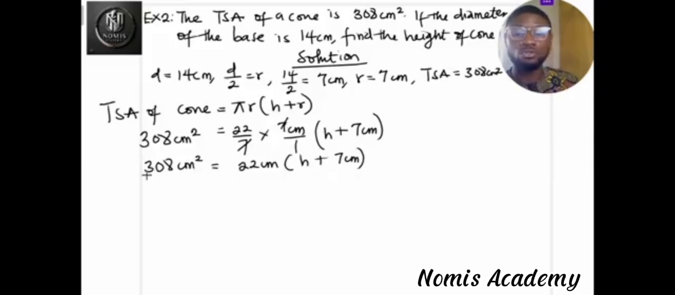So what I will do is to divide both sides by 22 centimeter. So this cancels this. So centimeter over 1, centimeter here will remain centimeter. So what do I go with?